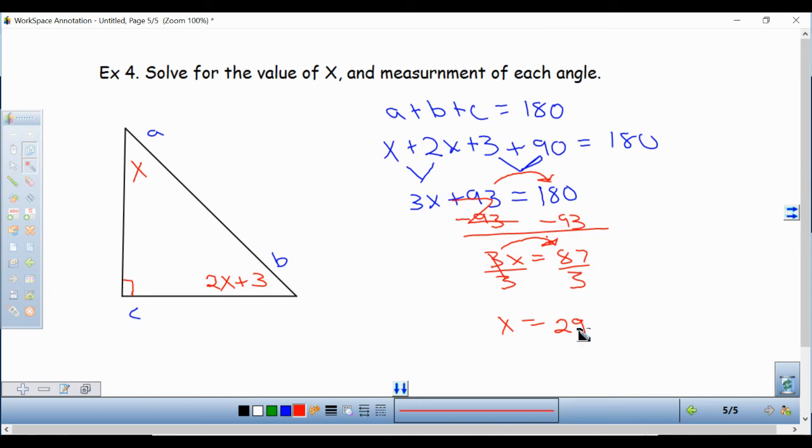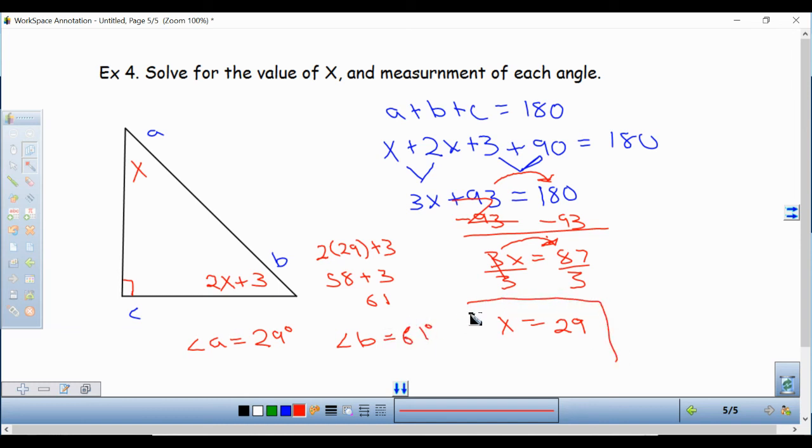So x is 29, but that is not necessarily the measurement of angle B. Well, if x is 29 and A is just x, then I know angle A equals 29 degrees. I know angle C is already 90 because it's given to me. So now I need to find angle B. Angle B says 2x plus 3, but instead of x, I'm going to plug in what I got for x, which is 29. So 2 times 29 plus 3, and 2 times 29 is 58. Plus 3 gives me 61. So angle B is 61 degrees.